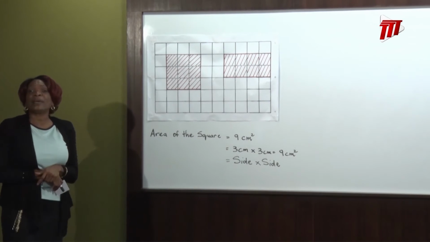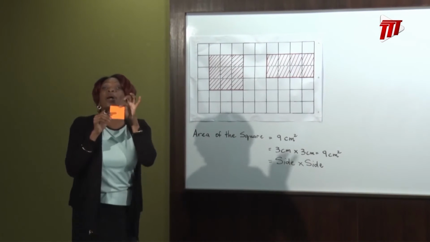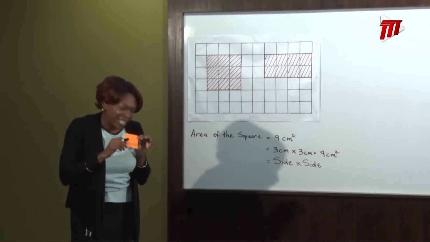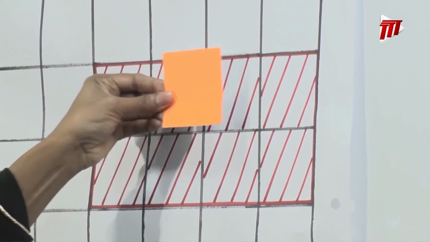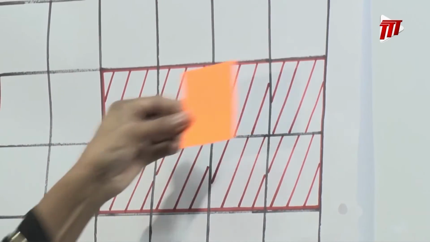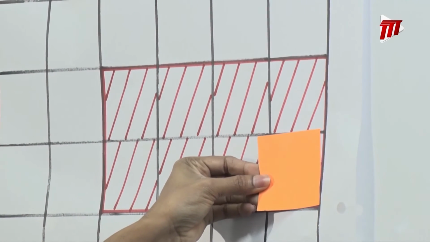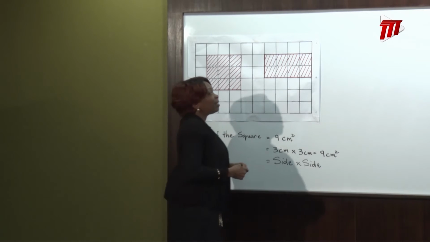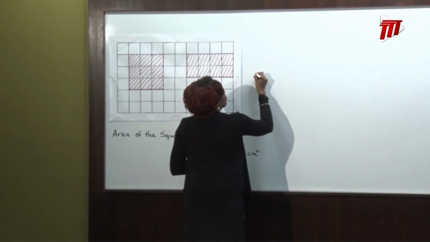I have a rectangle there. First, I am going to use the 1 centimeter square, so we're going to count the squares. Can you count with me? Let's go. 1, 2, 3, 4, 5, 6, 7, 8. So what did we get? The area of the rectangle is equal to 8 centimeters squared. I'm going to write that information now.